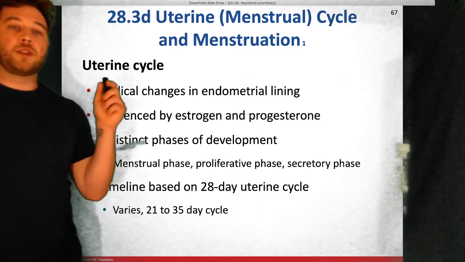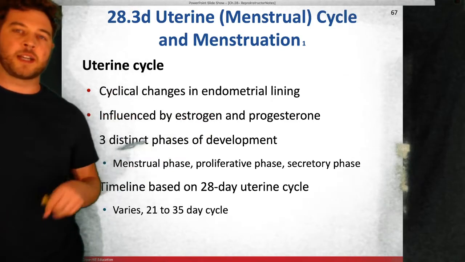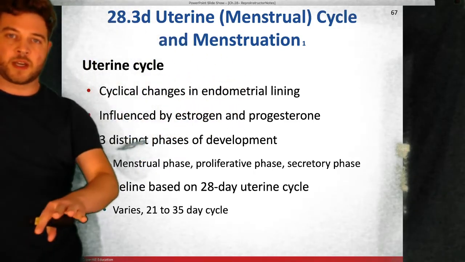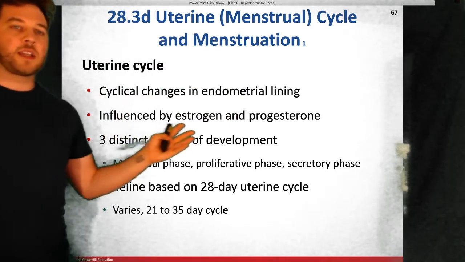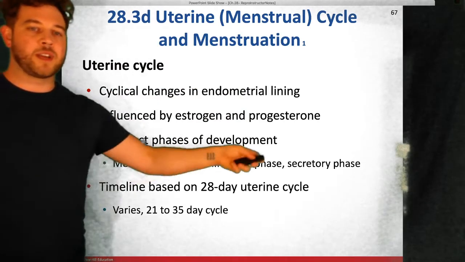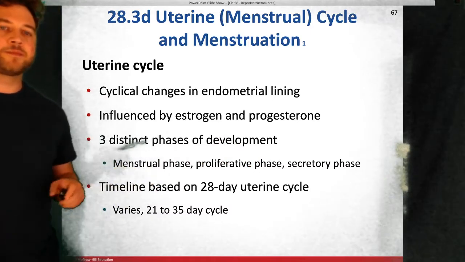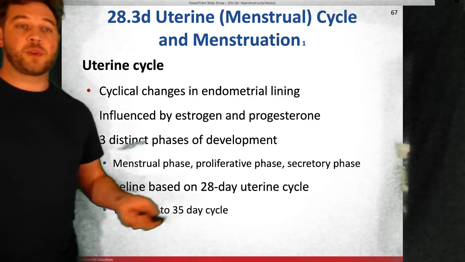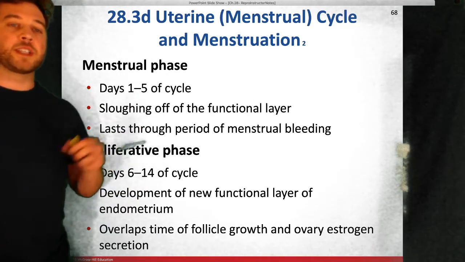Okay, the uterine cycle. The uterine cycle is the cyclical changes in the endometrial lining. We did our follicle and egg development, now let's look at our uterine cycle and uterus development. It is regulated by estrogen and progesterone and has three distinct phases: the menstrual, proliferative, and secretory phase. Again, it's based on that 28-day cycle, but it varies from 21 to 35 days. So variety for sure.